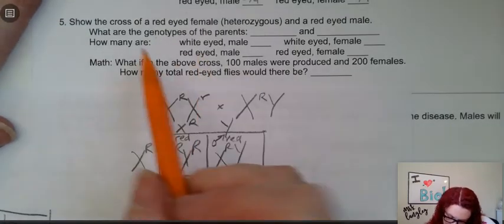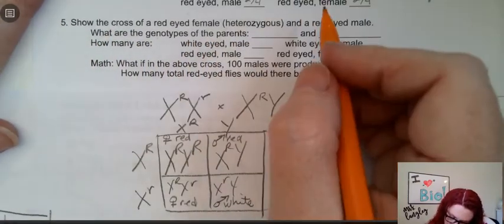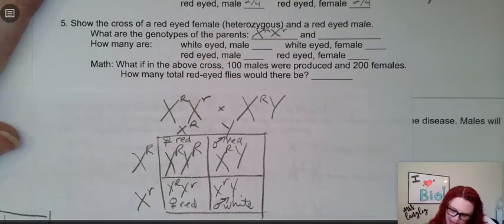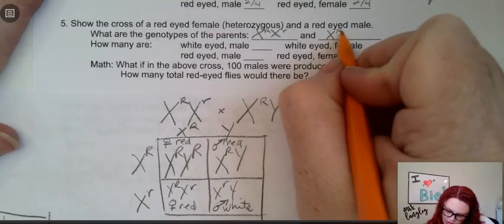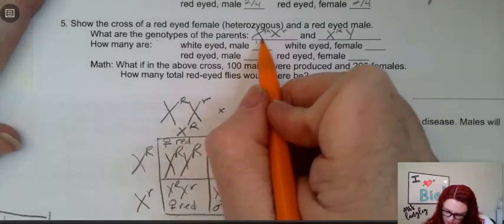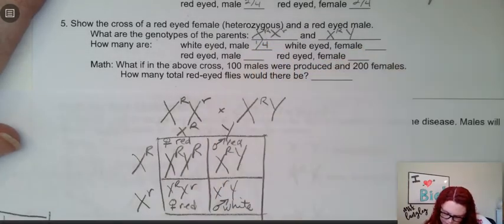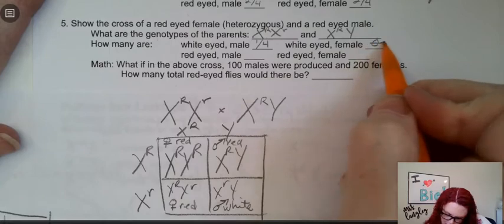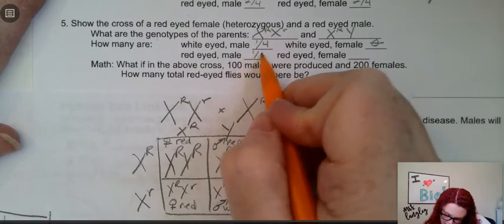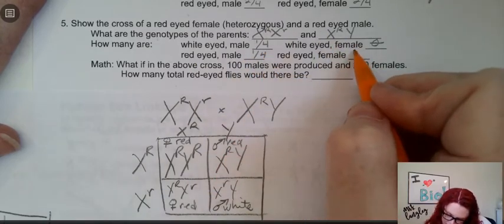Now I can look back at my problem. What are the genotypes of the parents? Well, we had a female parent that had the capital and lowercase because it's heterozygous, and the male parent, XY, with the big R for red. How many of the offspring are white-eyed male? 1 out of our 4. White-eyed female? Well, our females are both red. Red-eyed male, 1 out of 4. And red-eyed female, 2 out of 4.